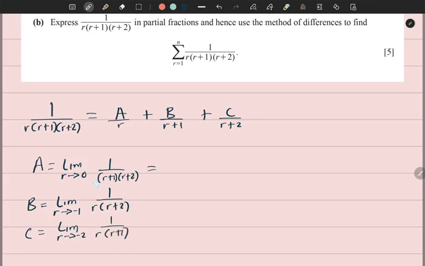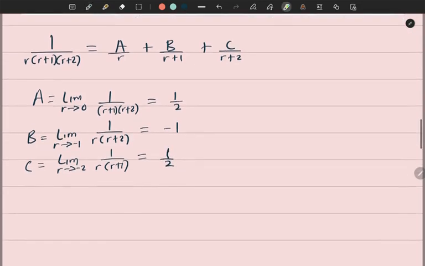So the first one, when you substitute r to be 0, you're going to have 1 over 2. When r is minus 1, that will be 1. And when r is minus 2, this will give us minus 1 over 2. Is that correct? Please let's confirm that. Minus 2 minus 2, okay, that should give us 1 over 2. So the fraction can be written like this once you substitute the values of A, B, and C.